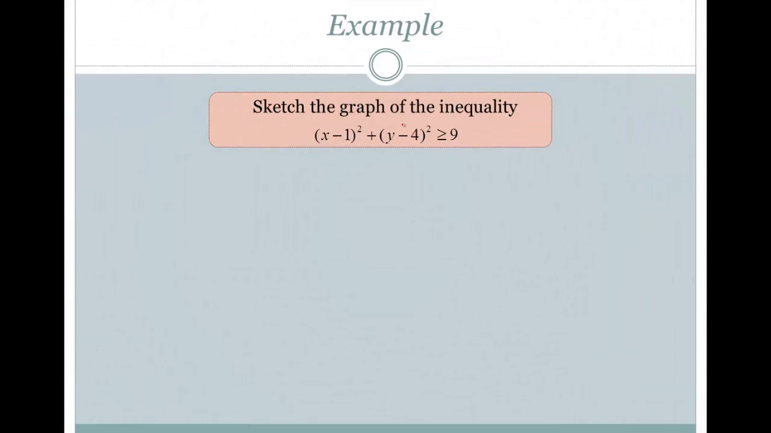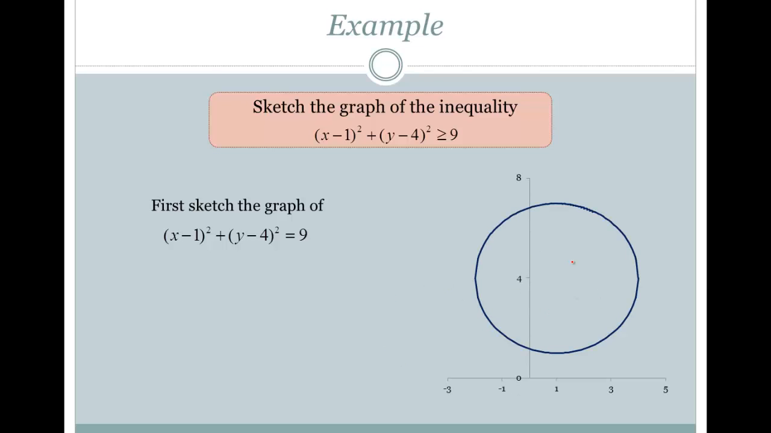Let's look at this. Hopefully, going way back, you remember that this here is the equation of a circle. You should know that the center of the circle is at the point 1, 4, and the radius of the circle is equal to 3. A big blast from the past right there. Okay, so there's the graph of my circle.